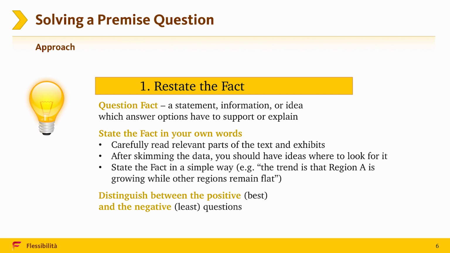After skimming the data, we should roughly understand where to look for the information. Once we figured out that, for example, the trend is that one region is growing at 10% per annum while others remain flat, we are good to go. Just make sure we've noticed whether the question is a positive or a negative one. Circle the appropriate word several times and always check that what we are looking for is indeed what is being asked.